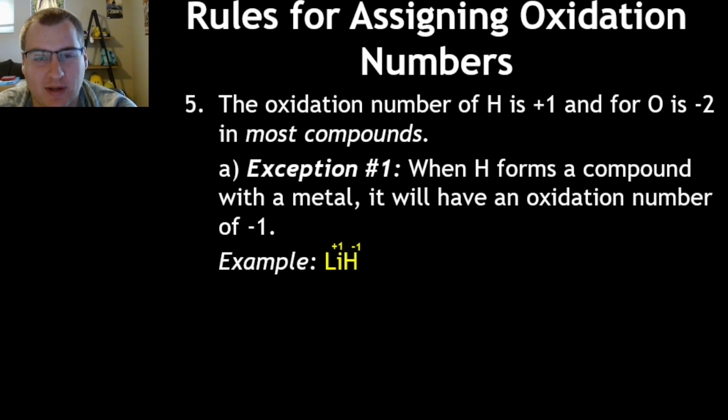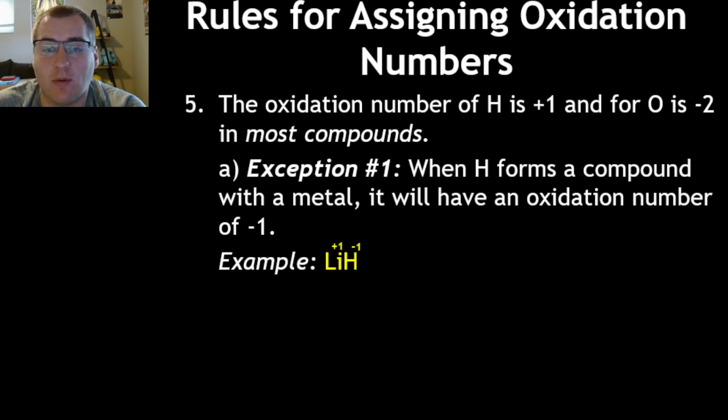H is almost always written first in a chemical compound, like H2O, HCl. In that case, it's going to be +1. This is the only example here where it's going to be -1, because H can also act as a non-metal sometimes. H usually acts as a metal, though. So H will almost always be 1 plus, but do be aware that in a situation like this, where lithium has to be 1 plus because it's in the first column, H can be 1 minus sometimes.